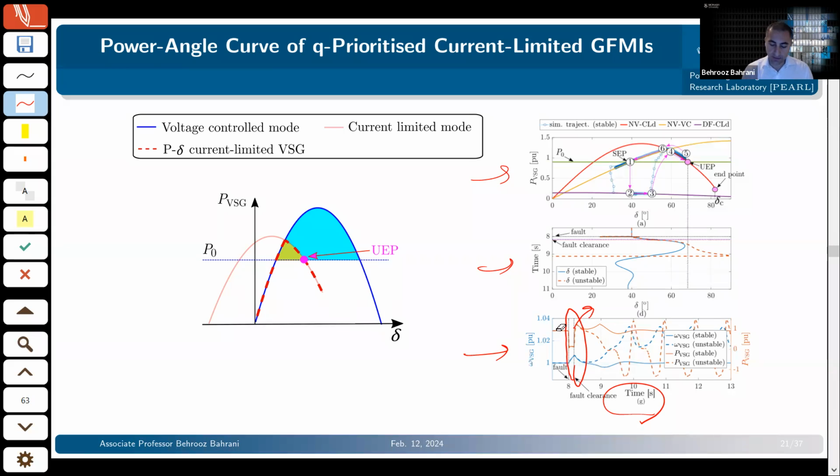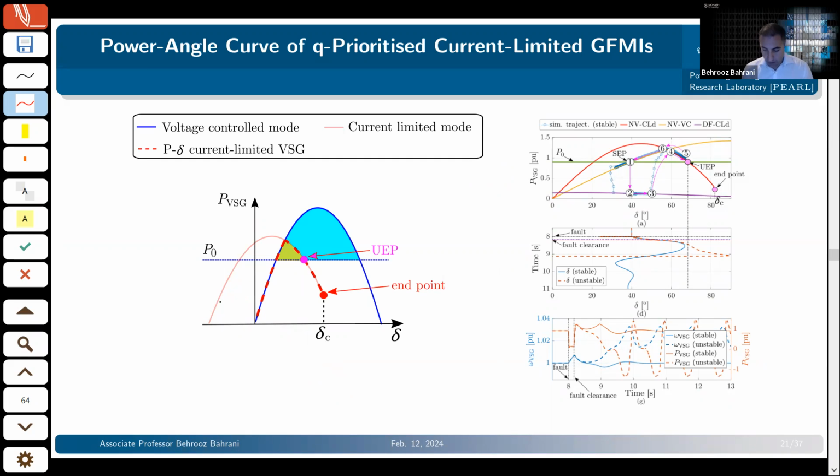There are two case studies here, one of them right before delta C, the critical clearing delta, and one of them right after that delta C, based on the curve that we have developed for this particular grid forming inverter. As you can see, in one of them the system remains stable because we clear the fault right before the UEP. In the other, we clear the fault right after the UEP. If the fault is cleared right after the UEP, your system is already lost and you become unstable. But if you're before that, the system will remain stable.